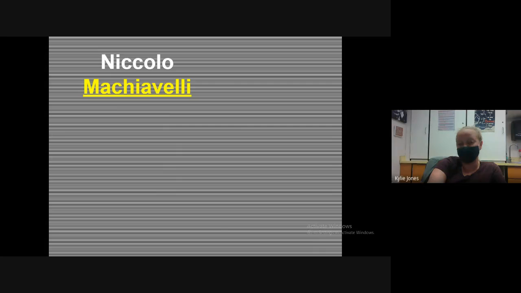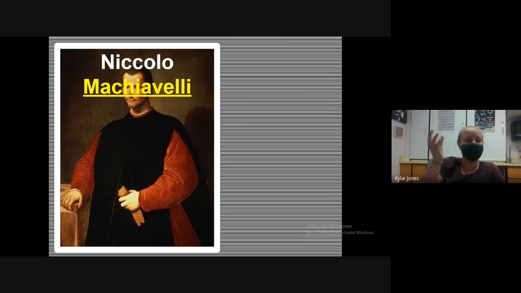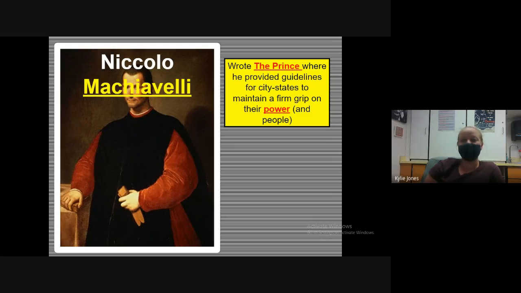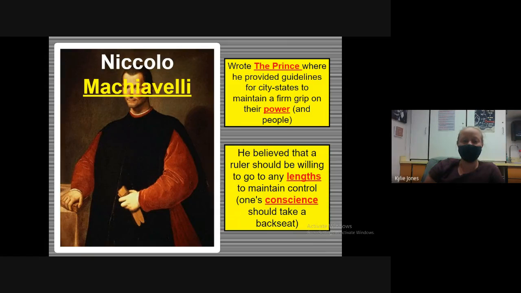Oh my gosh, I hate this name. Machiavelli. Gotta say it with an accent. Niccolo Machiavelli. He wrote The Prince, where he provided guidelines for city-states or just towns in general to maintain a firm grip on their power and the people. So it was like a document that basically told people how to be the absolute ruler and not give anybody else power. He believed that a ruler should be willing to go to any length to maintain control. So your conscience or your morals should take a back seat so that you can maintain control over your city. So basically, he was a dictator.